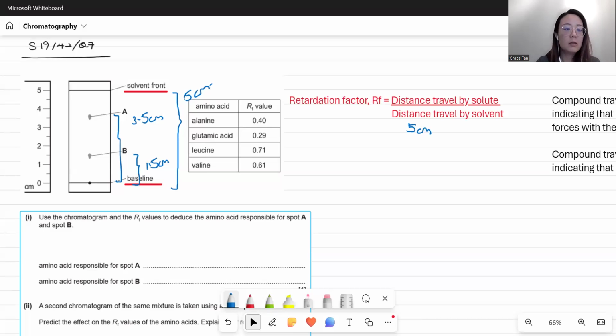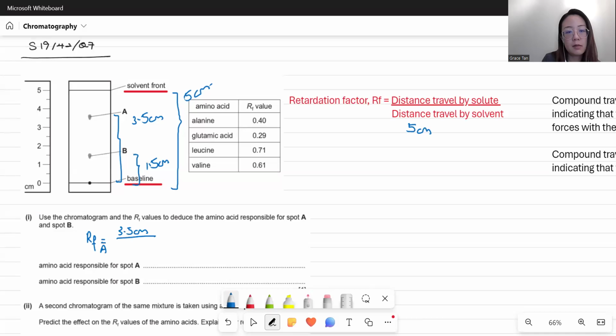Okay, now, let's quickly calculate what is the amino acid responsible for A. So we need to calculate the retardation factor for spot A. So spot A is the distance traveled by spot A, which is 3.5 centimeter, divided by the distance traveled by the solvent. So centimeter and centimeter, you cancel off. Therefore, spot A has a 0.7 retardation factor with no units. So 0.7, you look at the table, you know that spot A is leucine.